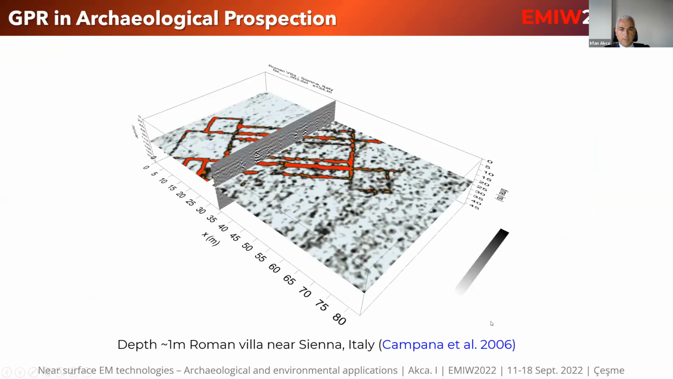This is a very typical example of what we have after doing everything right to explore a subsurface structure. It's coming from Siena, Italy, and the research or application is conducted by Campana et al. And you see a Roman villa which is underground. It's nearly 1 meter depth. You see a slice of 1 meter depth from surface. So you can see very clear anomalies of the walls or structures which are underneath the surface.